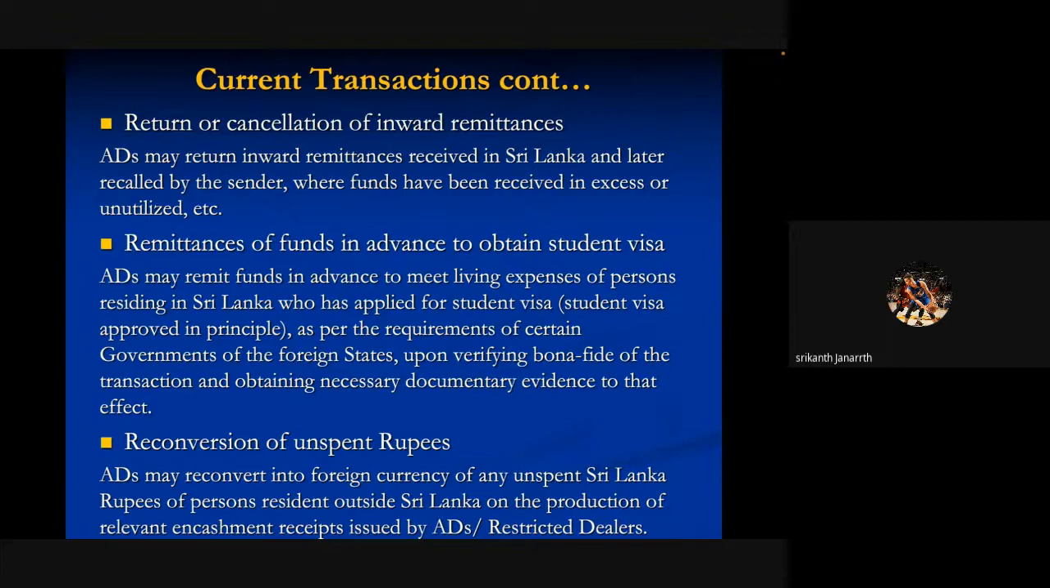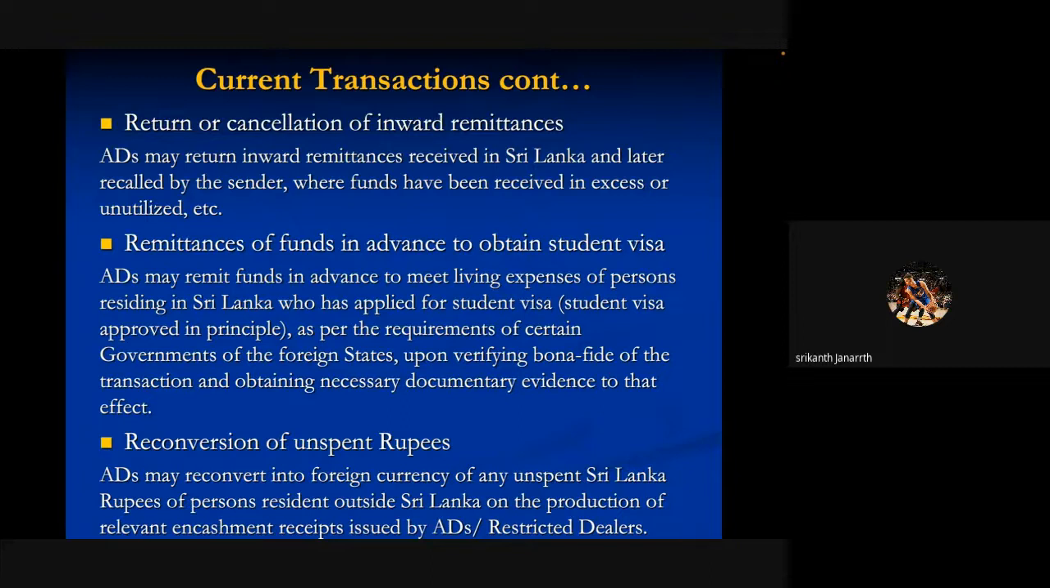Suppose a foreigner travels to Sri Lanka, he has encashed $1,000 into rupees, right? He spent. However, when he is about to go, he has 200,000 balance. He only spent 800,000. He has 200,000 balance. So he comes to the bank and says, I want this 200,000 rupees to be reconverted into dollars and given to me. So that is possible because he brought $1,000 and converted it at one particular bank.